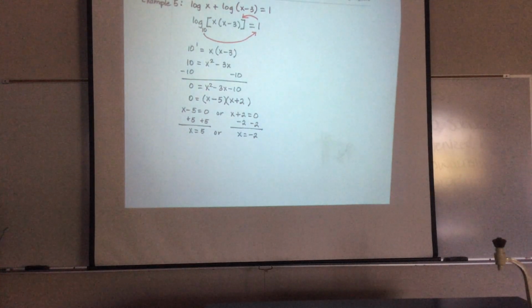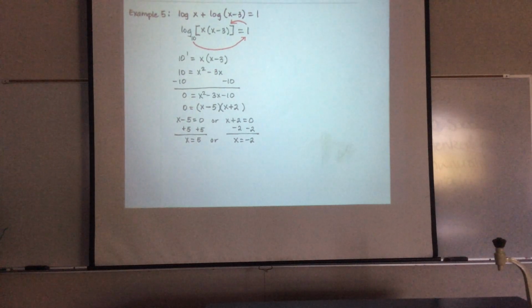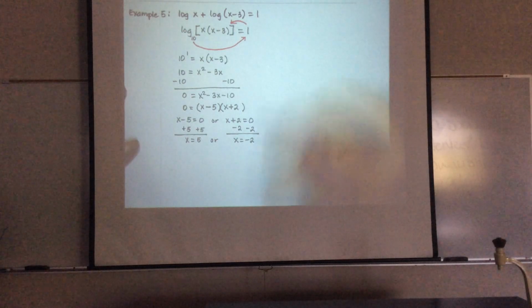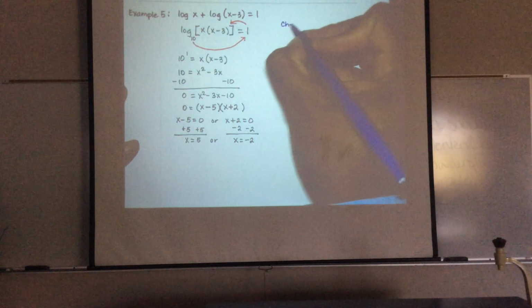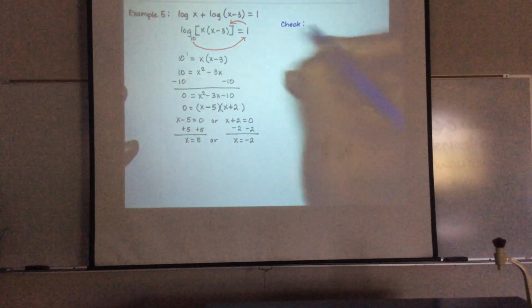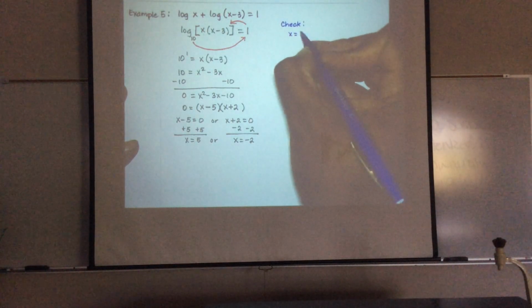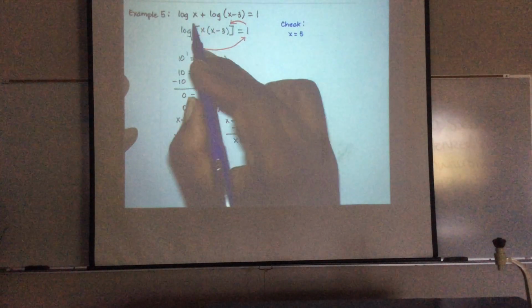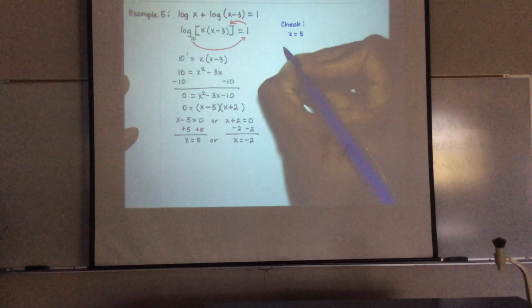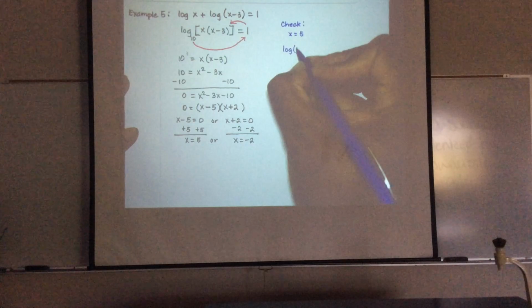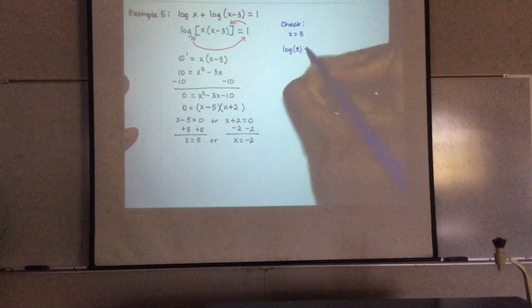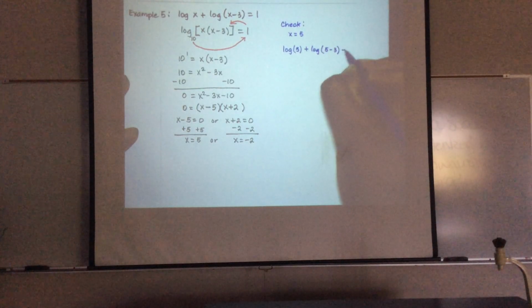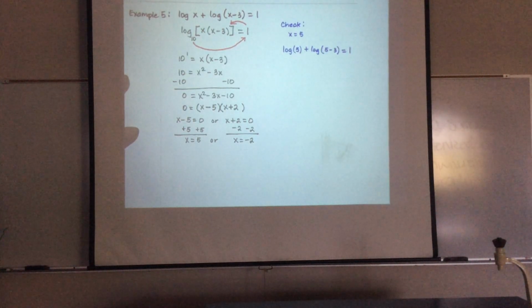But, of course, you have to check your proposed solutions. You want to find out which of these x values will satisfy that original equation. So here is that all-important check, starting with x equal 5. Using the original equation that you see here, I'm going to replace the x with 5. So it'll be log of 5 plus the log of 5 minus 3 equals 1.